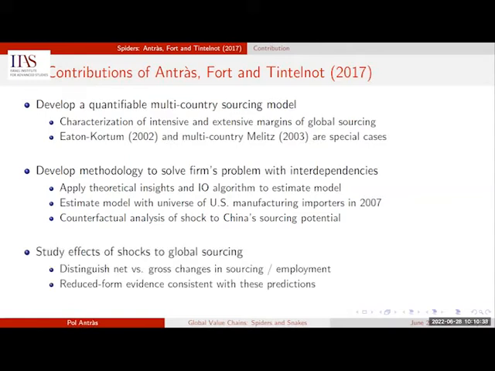And then I'll show you some reduced form evidence if there's time. I go until 10:30 or 11, I forget. Okay, good. I'll show you some evidence in line with some of the predictions of the model.